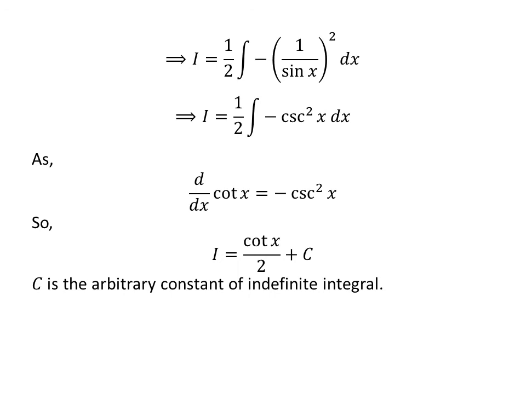So from the above equation we can derive the fact that cotangent of x is the antiderivative of minus the square of cosecant of x. So I is equal to half of cotangent of x plus capital C. Capital C is the arbitrary constant of the indefinite integral. Never forget to add this constant.